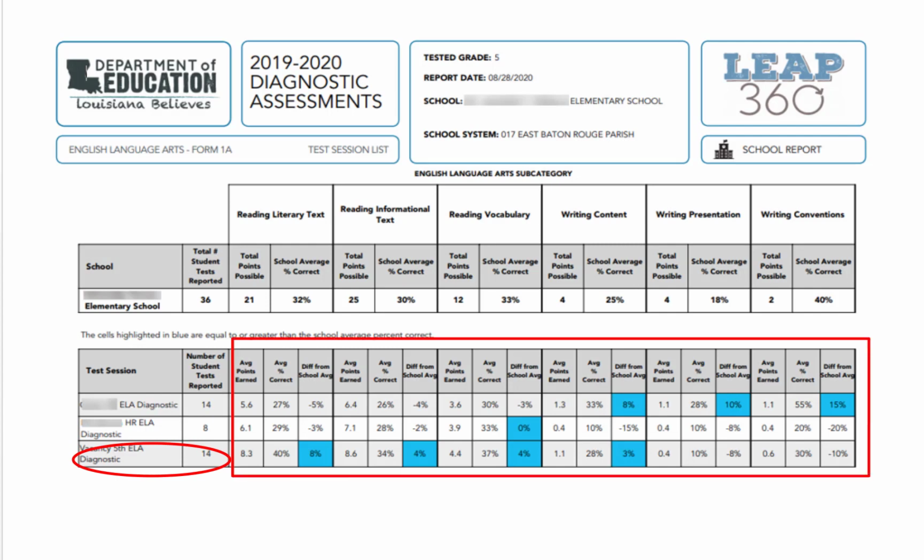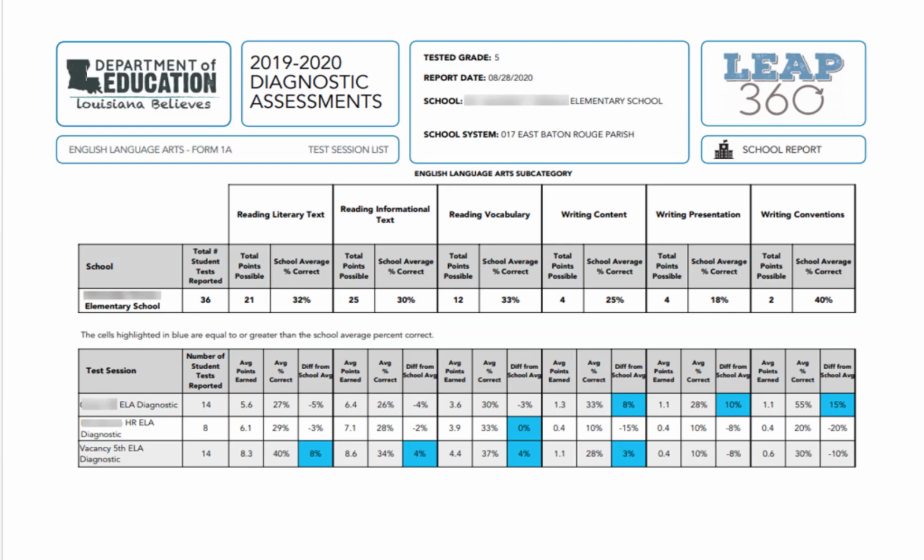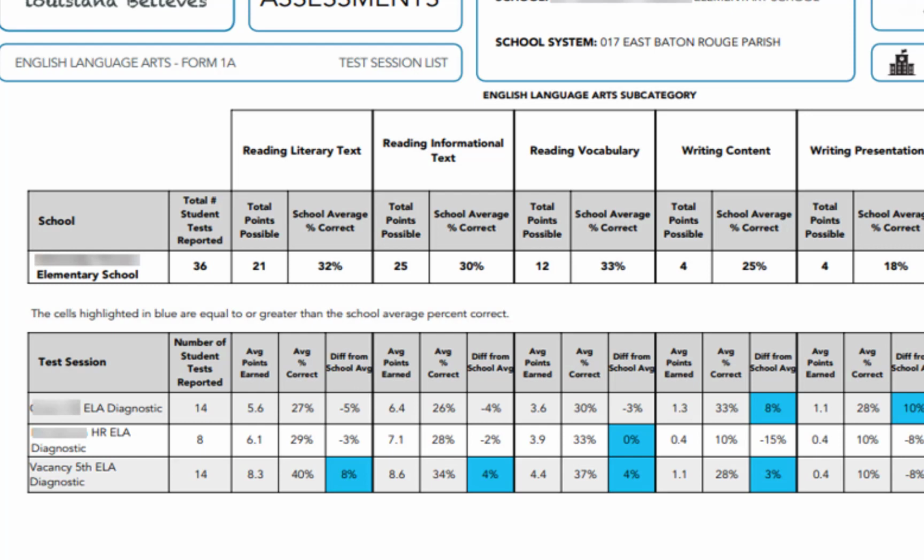And see all of this? The rest of this is the same as when we talked about the school part. Now there are a couple of extra columns that we need to talk about. Notice that for teacher A, the first one listed, those 14 students, the average points earned was 5.6. Now remember, that's out of 21 points possible, so the average student got 5.6 points. For teacher 2, the average was 6.1, and for teacher 3, the average was 8.3.